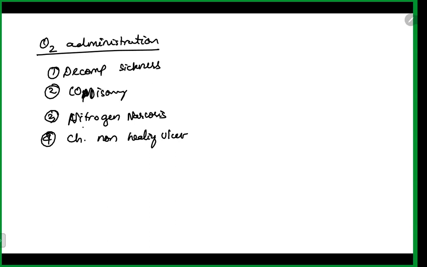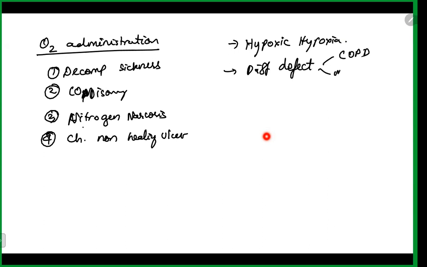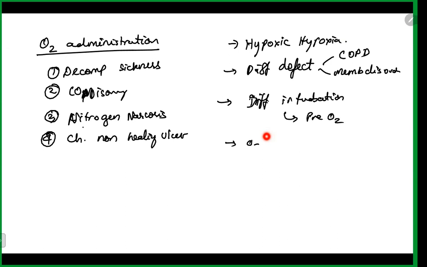Under hypoxia, what are the conditions? Number one, hypoxia and hypovolemia, where oxygen availability will be decreased. Then when there is a diffusion defect, like COPD or membrane disorders, a larger amount of oxygen is given. And when you are going to do a difficult intubation, you will be doing a pre-oxygenation. And number 4, oxygen-induced atelectasis.